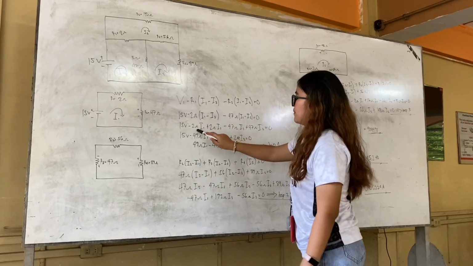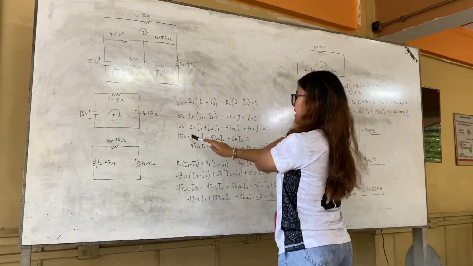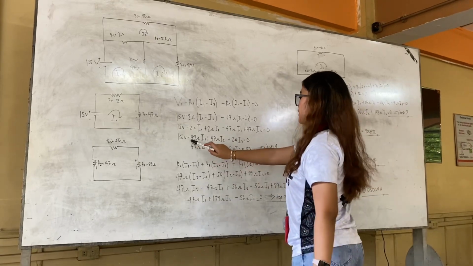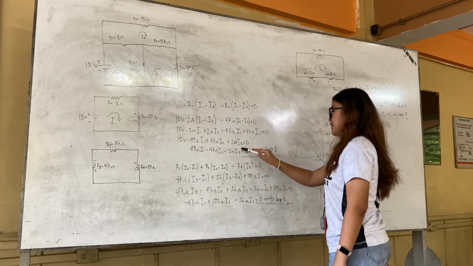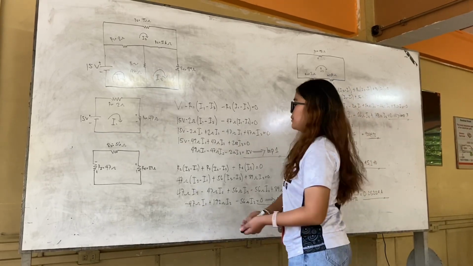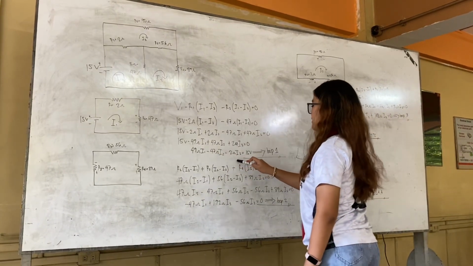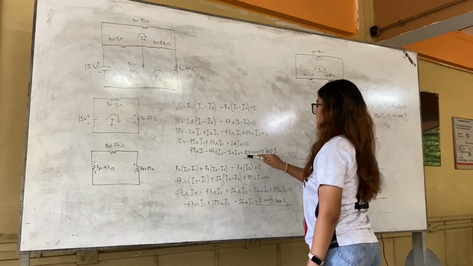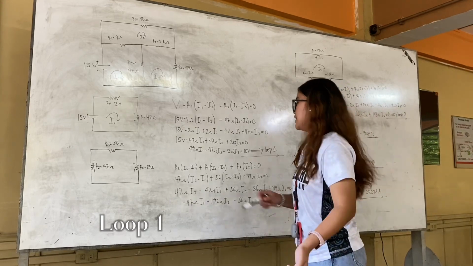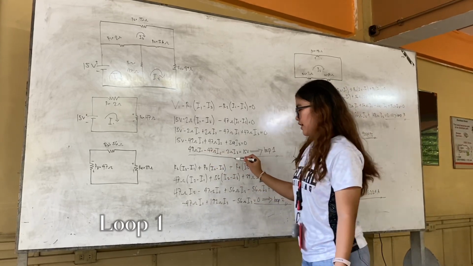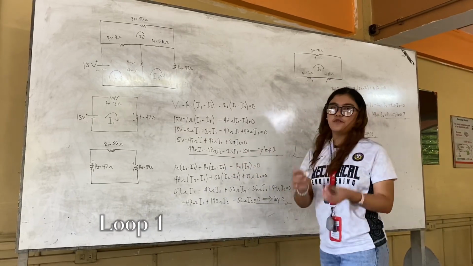So 2 ohms I1 plus 47 ohms I1 is equal to 49 ohms. So 15 volts minus 49 ohms I1 plus 47 ohms I2 plus 2 ohms I3 is equal to 0. So we're going to transpose the 49 ohms I1 plus 47 ohms I2 minus 2 ohms I3, and it is equal to 15 volts. So our loop 1 here is 49 ohms I1 plus 47 ohms I2 minus 2 ohms I3 equals 15 volts.